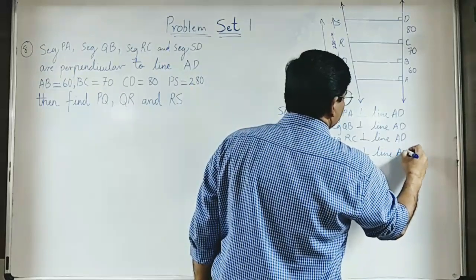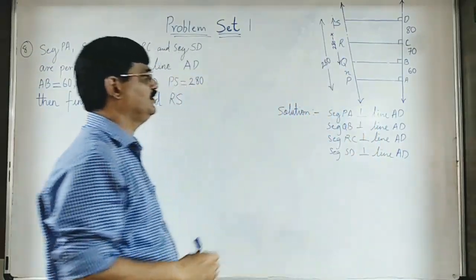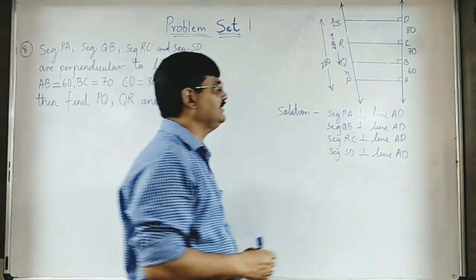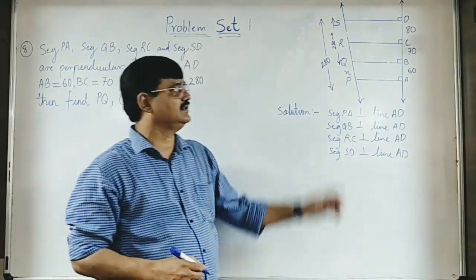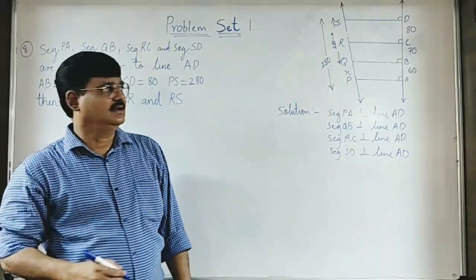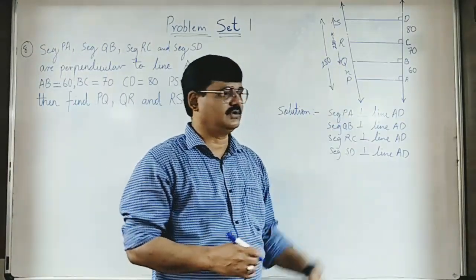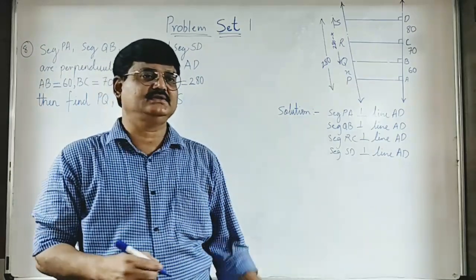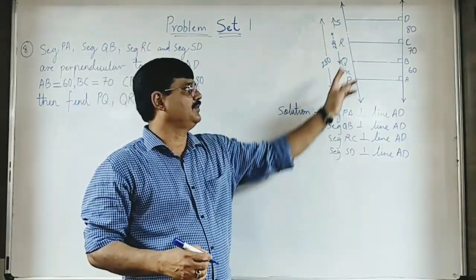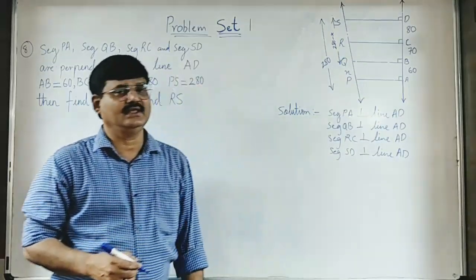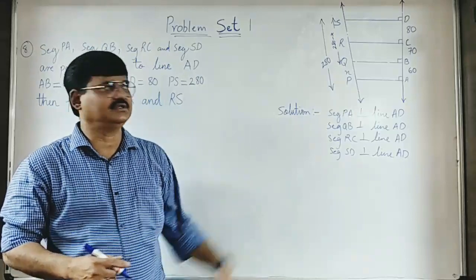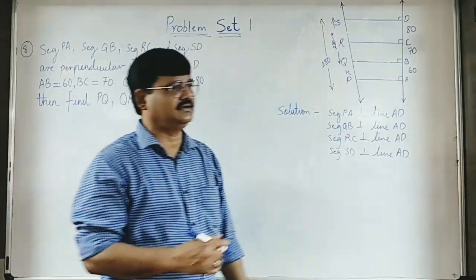So this shows that all the 4 lines are perpendicular to the same line. If all the 4 lines are perpendicular to the same line, that means you have to write that these lines are parallel to each other. This is a property: if the lines are perpendicular to the same line, then those perpendicular lines are parallel to each other because they are making a 90-degree angle. Can you see that?